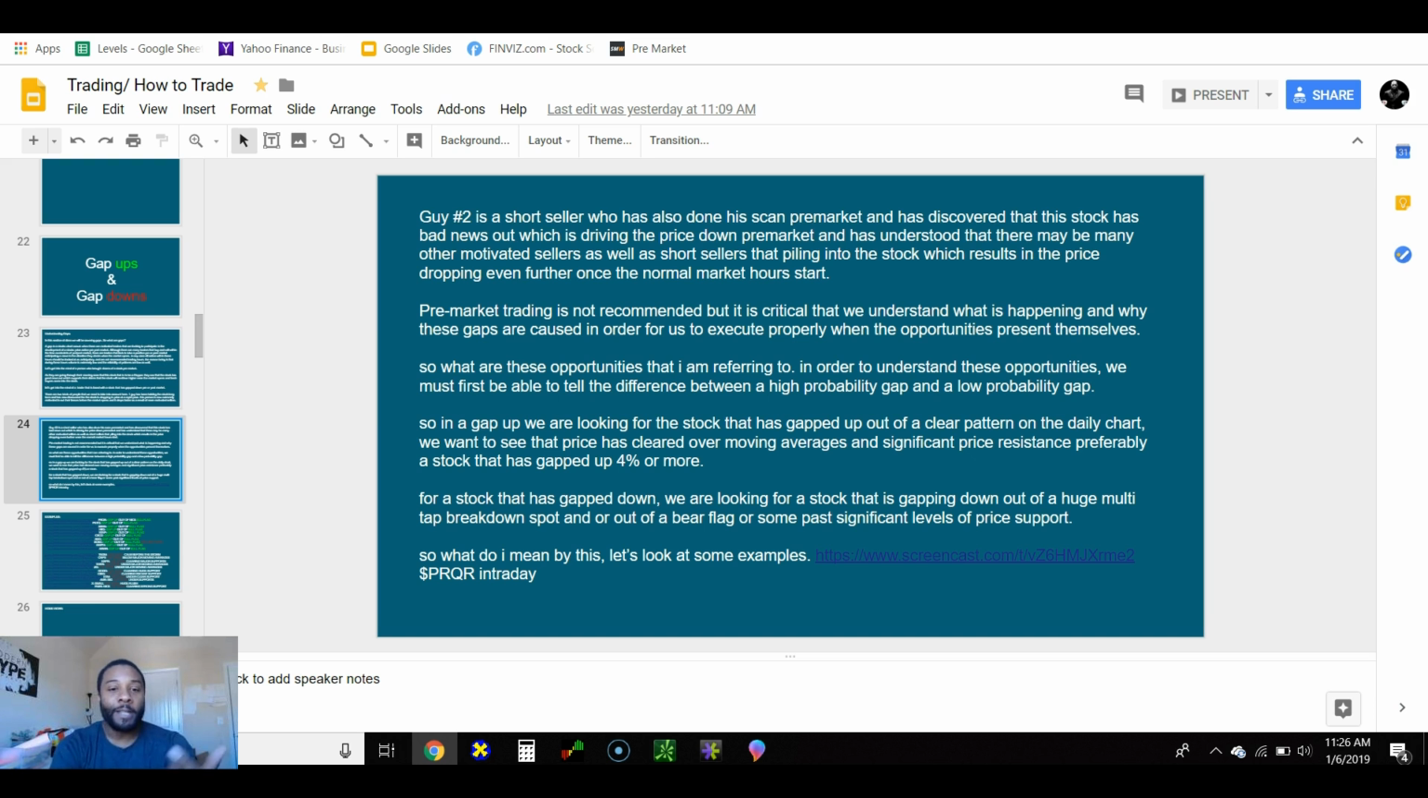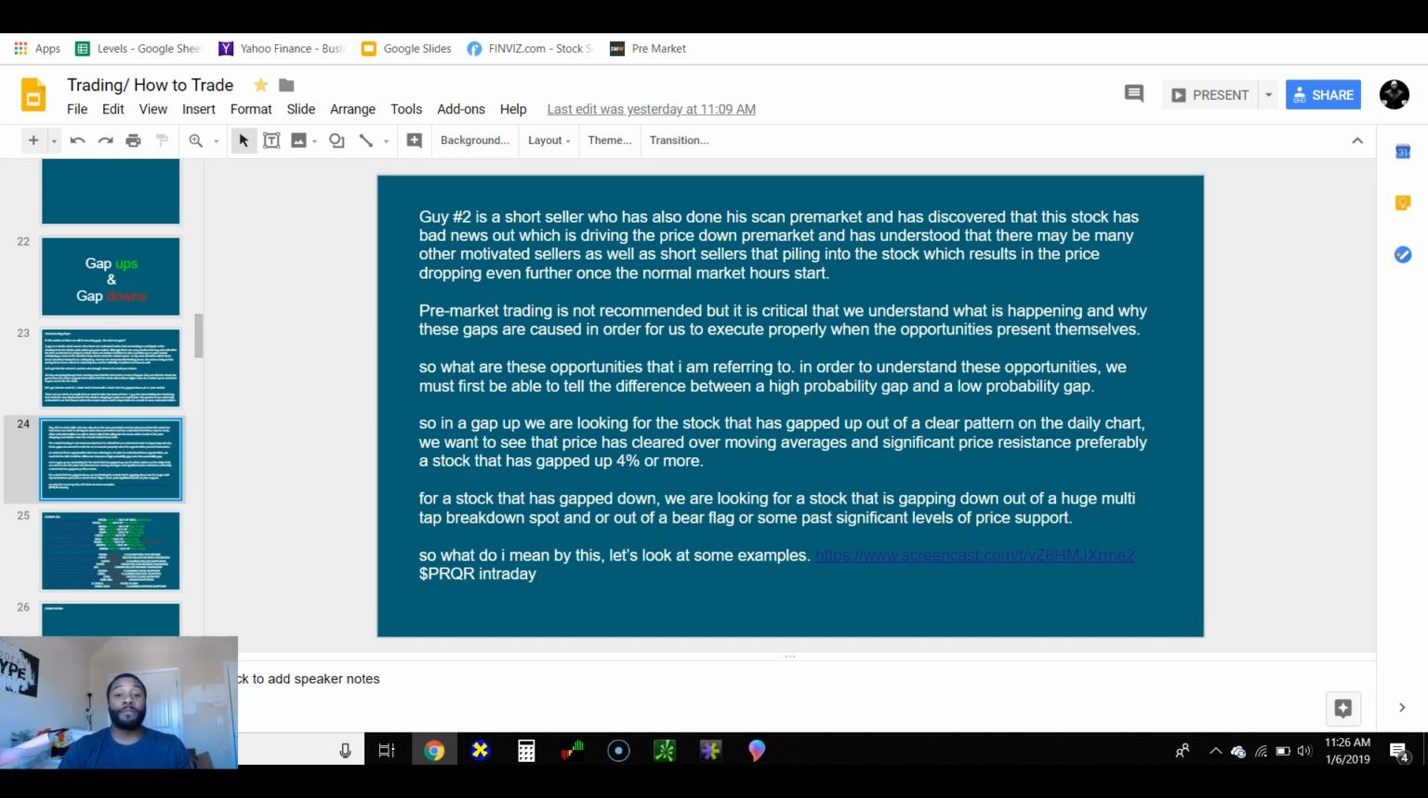Okay? So we're looking for a stock that's gapped up out of a clear pattern on the daily chart or clearing some technical resistance, right? We want to see that price has cleared over the moving averages and that it's gapped up 4% or more.